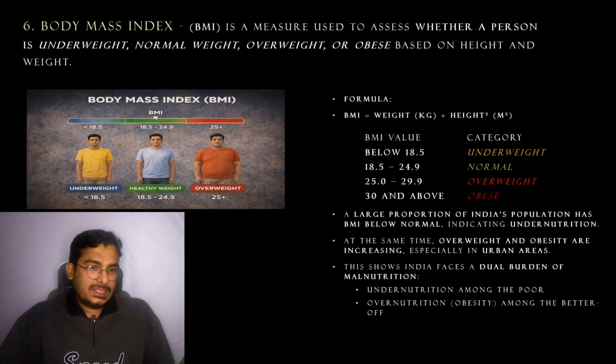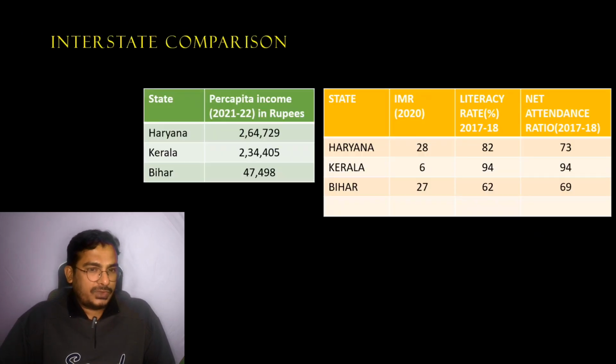Now let's look at the realistic scenario of interstate comparison between Kerala, Haryana and Bihar. If you look at these two tables, the per capita income of all the three states is mentioned. Haryana's per capita income is way higher than Bihar's, right? For obvious reasons. Haryana's per capita income is around 2,64,729. This is from 2021 to 22.